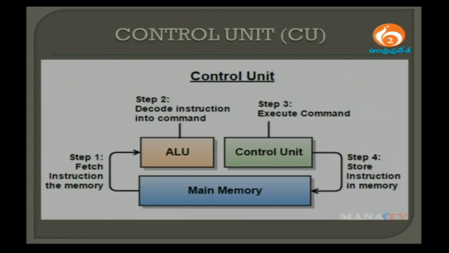It fetches the instructions from the main memory when we are giving an input, and the ALU will decode the instruction into a command, where the control unit is controlling and executing the command in the system, and then the last step is to store the instruction in memory, so that this is exactly the output. This output is something you have to remember, because we are getting it through the control unit. All right. Now let me take you to the next slide.